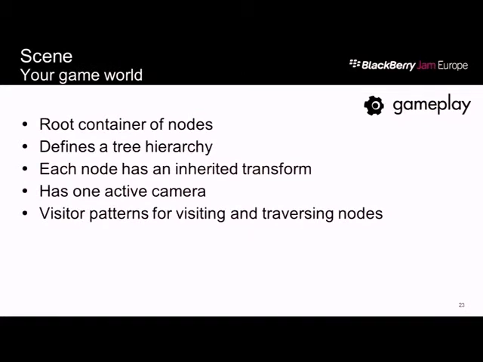So what is the scene? In your game, this is basically your world. You have a root container of nodes. It defines a tree hierarchy of all the nodes. Nodes inherit some things from above, and all that's really inherited for the most part is transformation, because a node is basically an object space transformation on everything below it. And then a scene can have one active camera at a time. Even though you may have other cameras attached to nodes in your scene, you can only have one active at a time. That's what the user actually sees when they're playing the game.